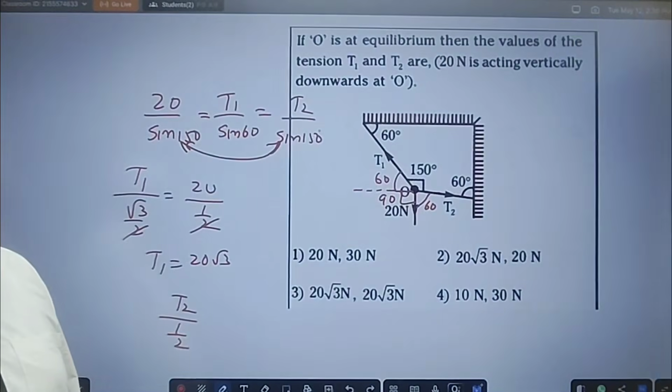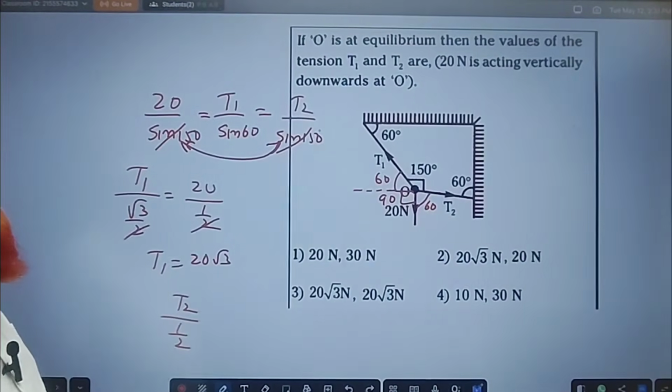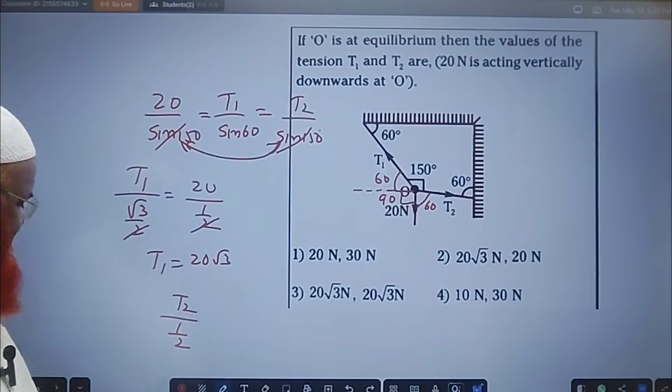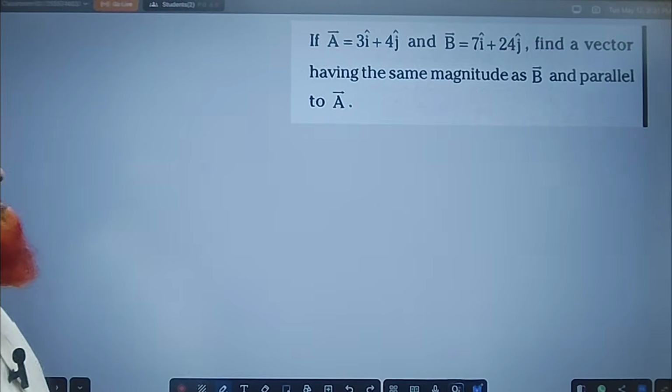Easy. Yes, you can do it. Good idea. Now it's very easy. T1 is going to be sine 60, root 3 by 2. 20 root 3, 20, both are equal. Next, you can just see here.